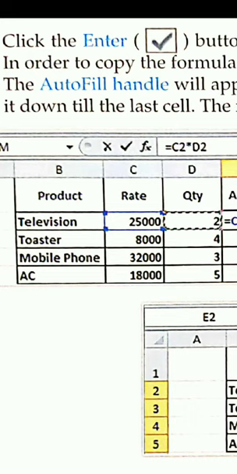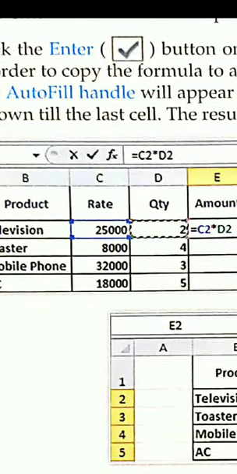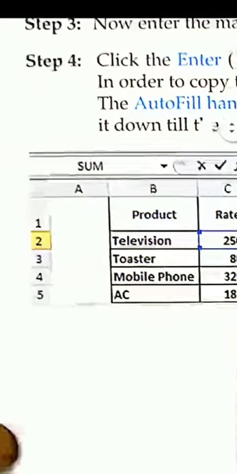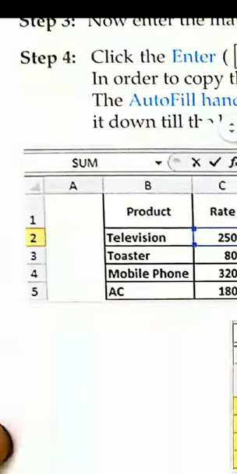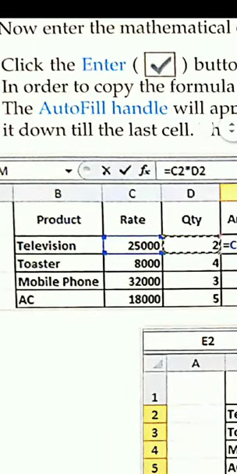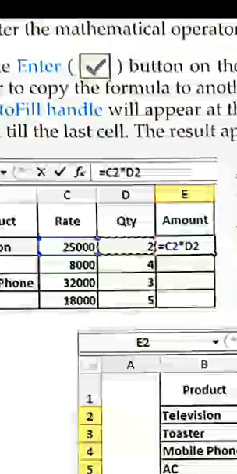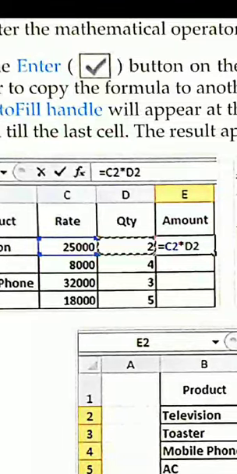2000 records: television, toaster, mobile phone, AC, and so on. So if you have to multiply C2, C2 means column C and row number 2, which is 25,000. This is row number 2. If you look here, this is row number 2. So we have to multiply 25,000 into 2. For that we will make the formula.